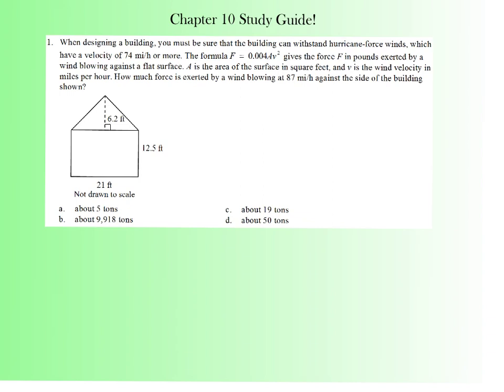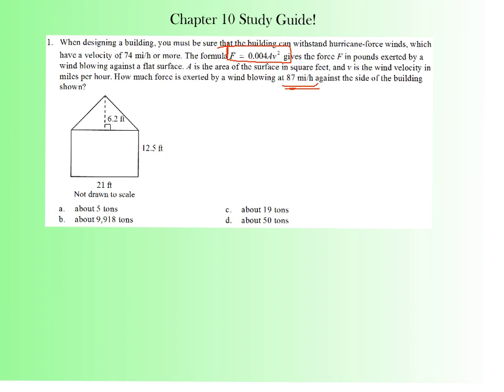The formula, alright, so now we have a formula, F equals 0.004 times area times velocity squared, gives the force F in pounds exerted by a wind blowing against a flat surface. Well, A is the area of the surface in square feet, and V is the wind velocity in miles per hour. How much force is exerted by a wind blowing at 87 miles per hour against the side of the building shown?